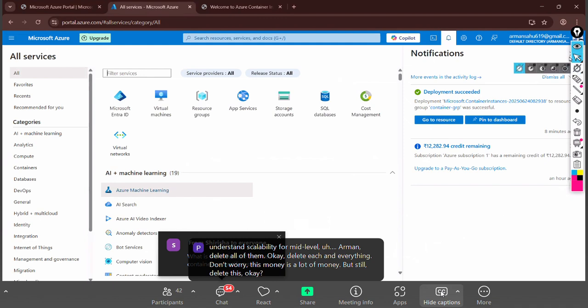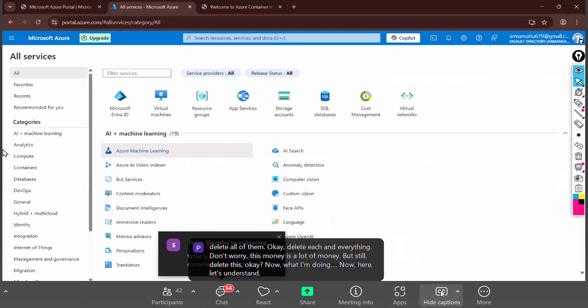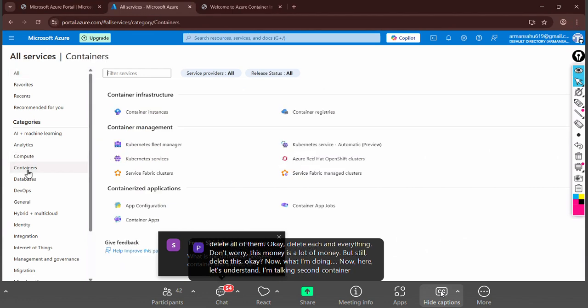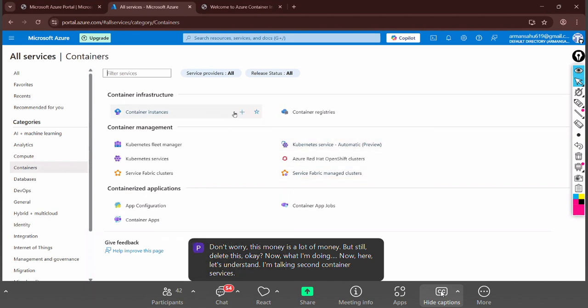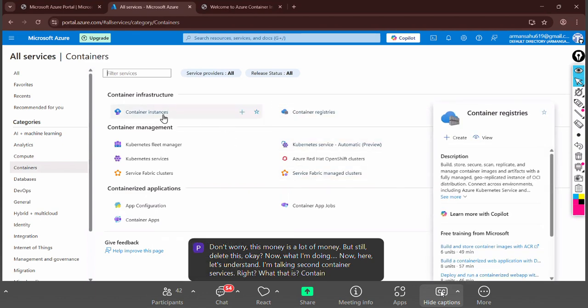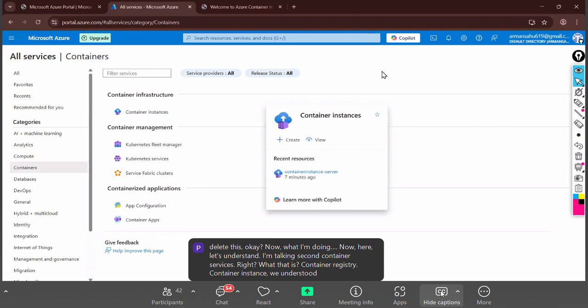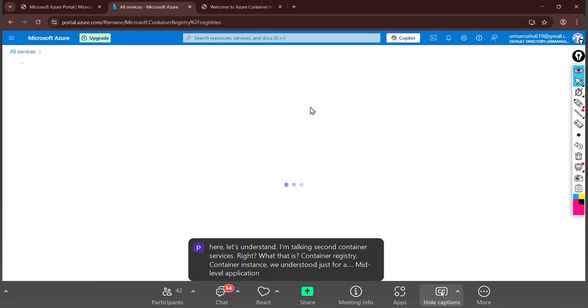Now what I'm doing, let's understand. I'm talking about the second container service. What is that? Container registry. Container instance we understood is just for a mid-level application if you want to deploy.